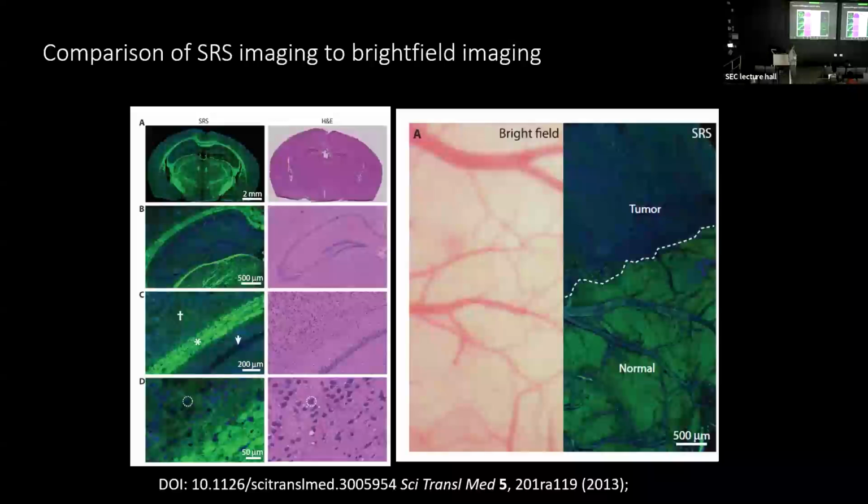But you can compare the stimulated Raman scattering imaging to your standard H&E, and you can see that you can reproduce your H&E. And so now you can imagine going into an operating room, and here's the bright field image that the surgeon would see under the microscope. And then you could give them augmented reality with the stimulated Raman scattering and say, here's the boundary between the tumor and the healthy tissue. This is where you should cut.